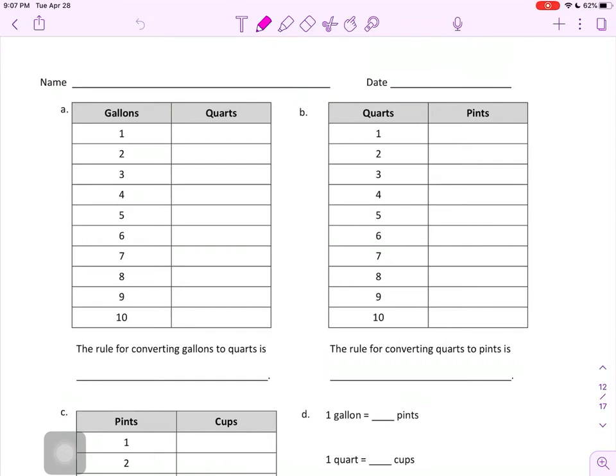All right, so this is like what we did yesterday. So we have to come up with the rule of conversion and then fill out the table. So there are 4 quarts in 1 gallon. So we're going to multiply by 4. So the rule for converting gallons to quarts is multiply the number of gallons times 4.